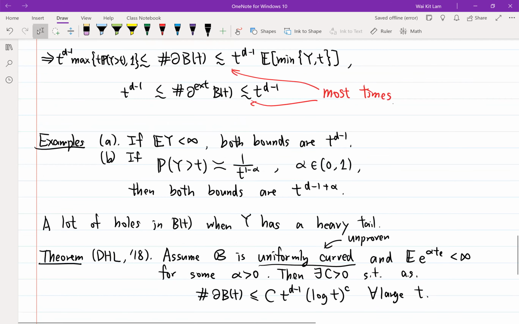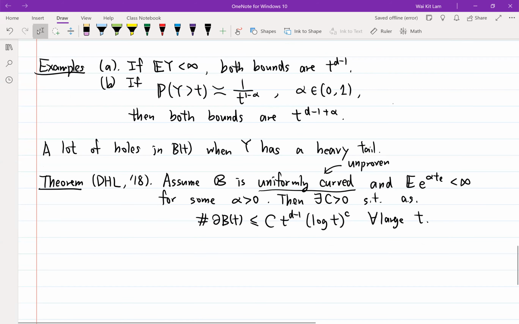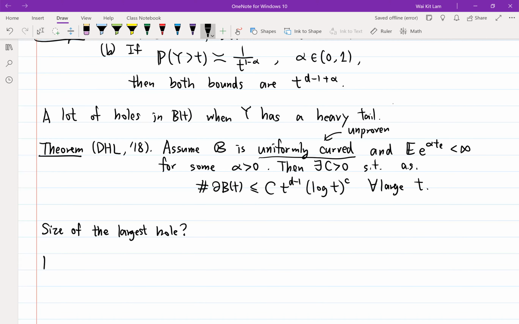Okay. So a natural question is, other than these little holes of size 1, do we expect some holes that are larger? And what is the size of these holes typically? Or another question that you can ask is, what is the size of the largest hole? And for this reason, we consider the following: M(t) is the size of the largest hole at time t.